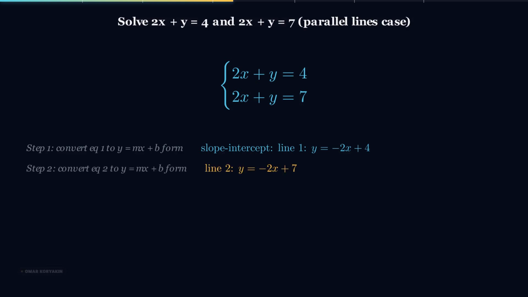Step 2. Plot both lines on the coordinate plane. The first line passes through (0, 4) with slope minus 2. The second line passes through (0, 7), 3 units higher, with the same slope minus 2. The two lines run parallel to each other, both tilting downward to the right at the same rate.